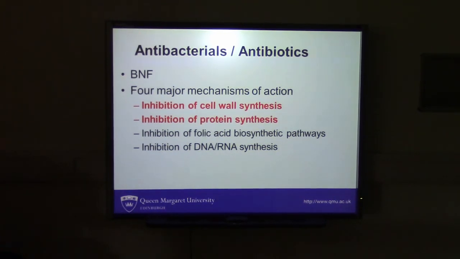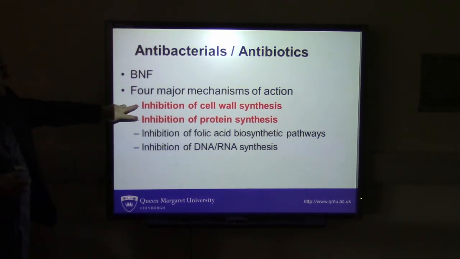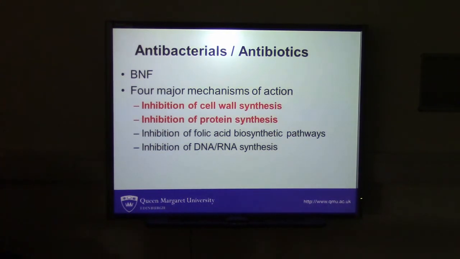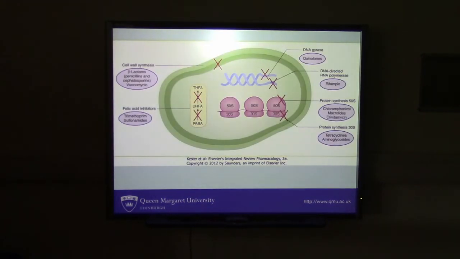So the ways you can do it: you can inhibit the cell wall synthesis, you can inhibit the protein synthesis of the microorganism, you can inhibit folic acid biosynthetic pathways, and you can inhibit the DNA RNA synthesis. All of those will affect the way that the microorganism behaves and give you either a bactericidal effect or a bacteriostatic effect. The 2 that I've highlighted here in red, those are the 2 that we're going to focus in on, because they're the 2 classes that you're more likely to come into contact with. So we're going to focus in on inhibition of cell wall synthesis and inhibition of protein synthesis.